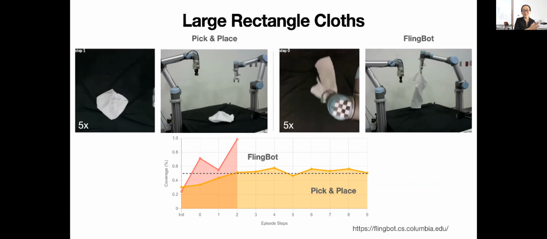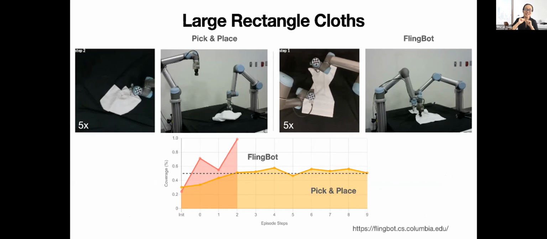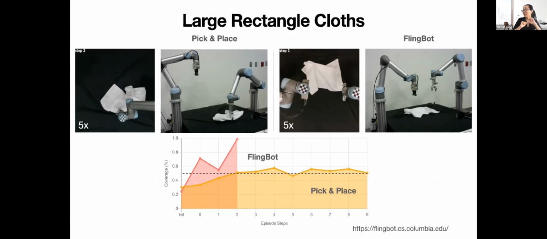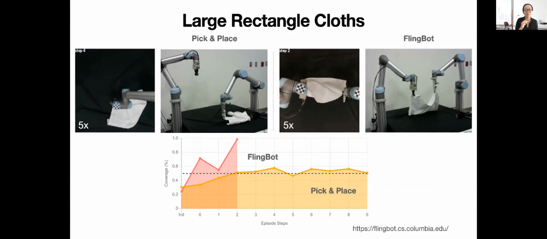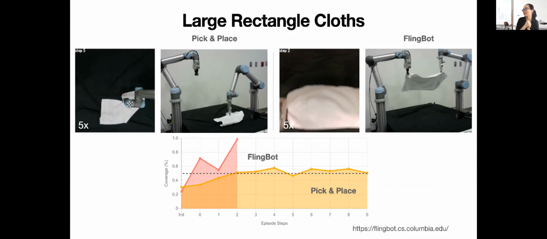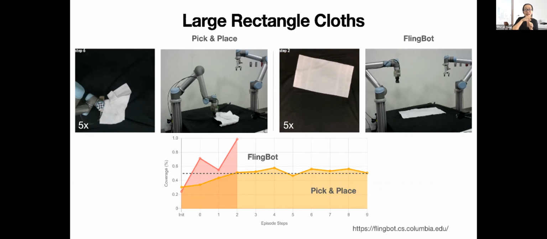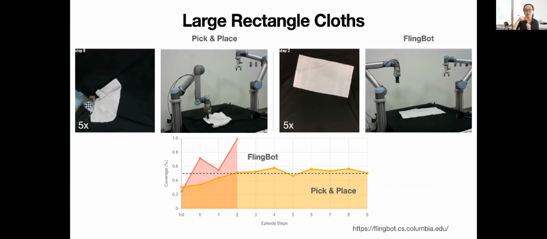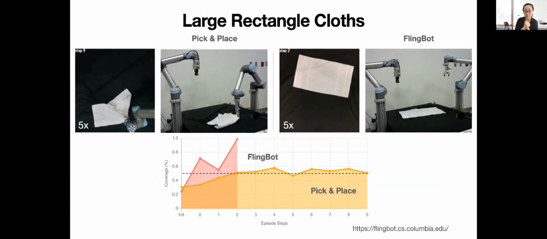Okay, so here is the system in action. On the left, we show the pick and place baseline for comparison, and on the right, you can see FlingBot in action. On the bottom, the plots show the cloth coverage with respect to the interaction steps. In general, FlingBot is able to reach over 80% coverage within 3 interaction steps, while the baseline system that uses only pick and place actions is typically stuck at around 60%.